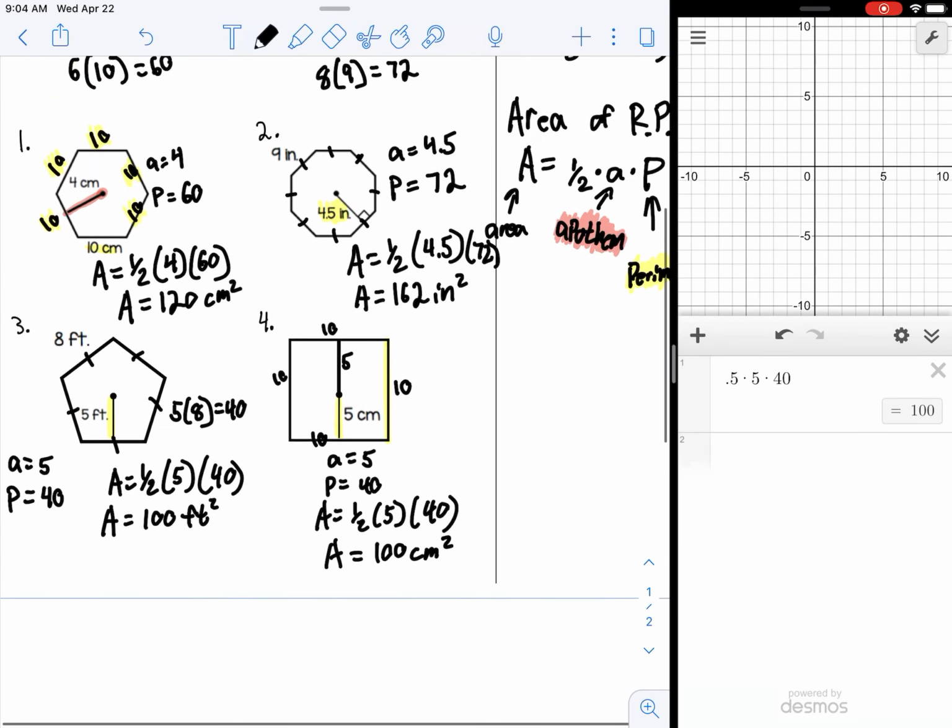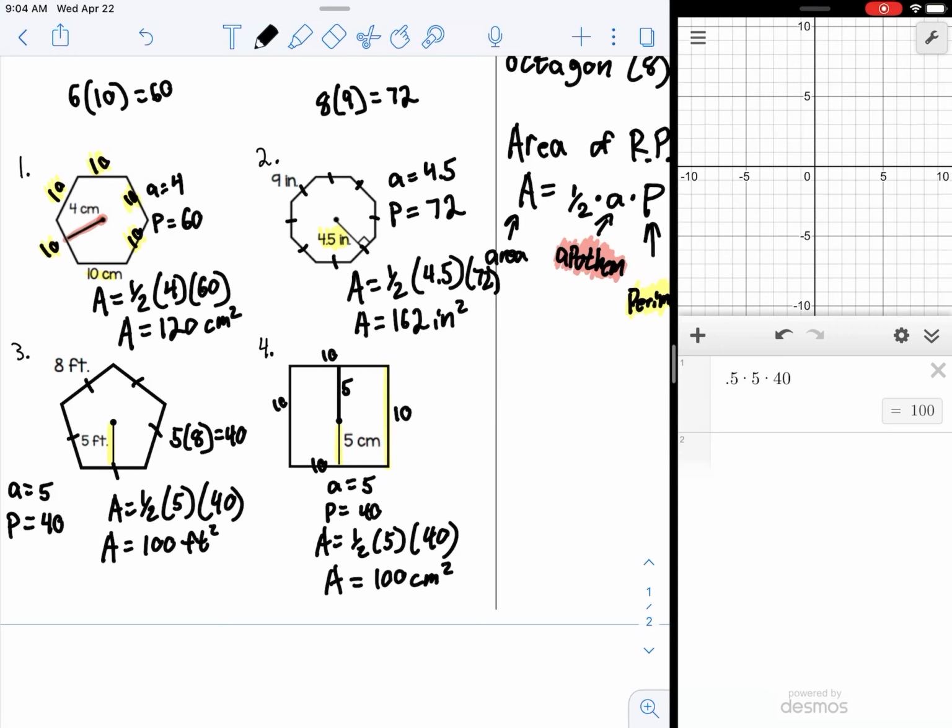Okay, that's it for you guys. That's how we find the area of a regular polygon.